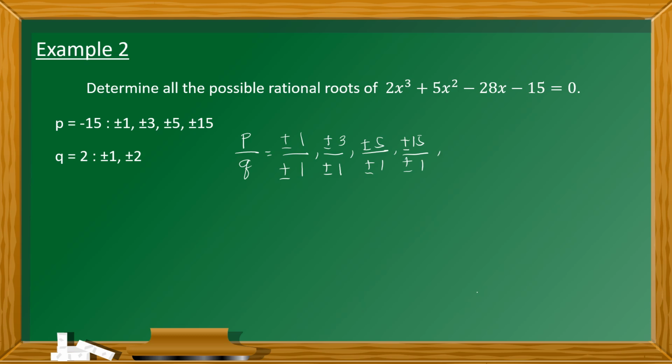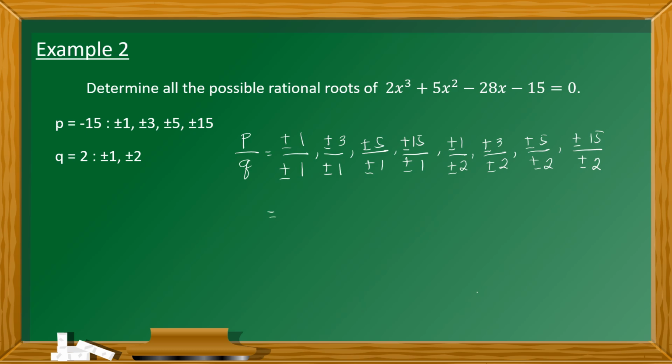Dito naman tayo sa 2 as denominator. Positive and negative 1 over positive and negative 2. Positive and negative 3 over positive and negative 2. Positive and negative 5 over positive and negative 2. Positive and negative 15 over positive and negative 2.